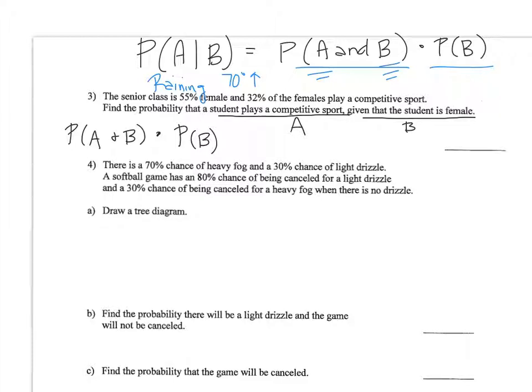So if I read here, I can get from here that the probability a student is female is 55%, and the probability that a student is female and plays sports is 32%. So I'm just going to multiply 32% times 55%. So I use my calculator, 0.32 times 0.55 is 17.6%.